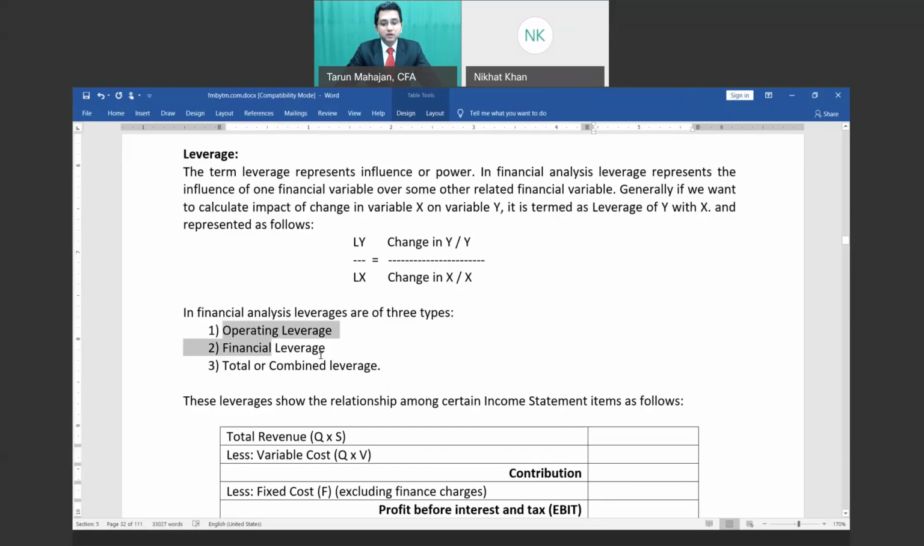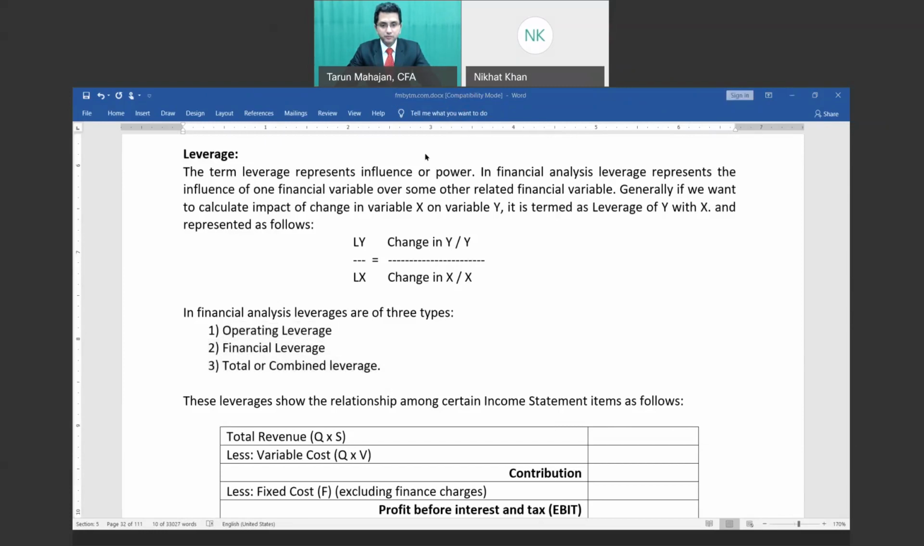Leverages are of 3 types: operating leverage, financial leverage, and the total leverage or combined leverage. So I'll take one example and I'll try and explain it to you.